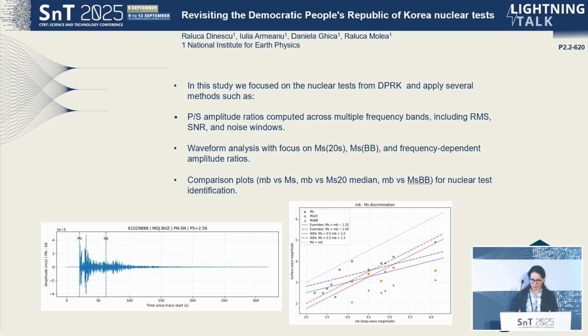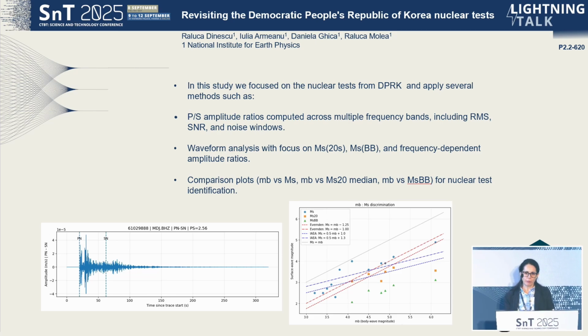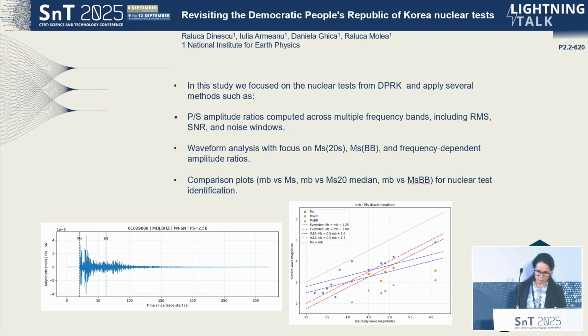Hello, my name is Raluca Dinescu. I am from the National Institute for Earth Physics from Romania, the NDC department. My study focused on the discrimination between earthquakes and nuclear tests in the DPRK. I started with seismic waveform and catalog data. I cleaned and filtered the data. I extracted the P and S amplitudes.